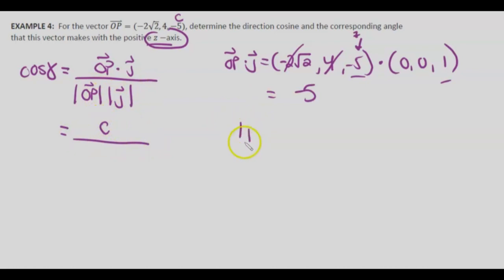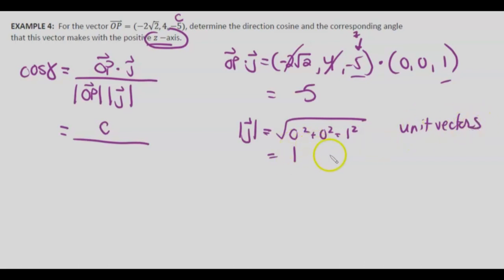Let's talk about the magnitude of vector k. What is this always going to be? Well, 0 squared plus 0 squared plus 1 squared. It's always going to be 1. This is a unit vector. We know that unit vectors have magnitudes of 1, so we no longer need this either. So this is going to be simply C over the magnitude of vector OP. So our C value is -5.